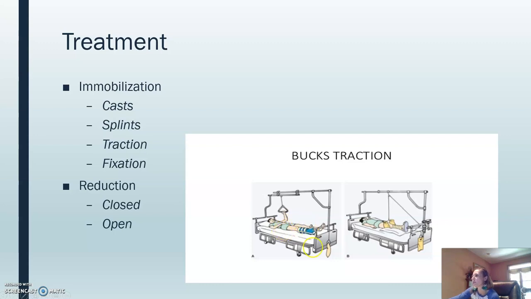So important things with this is we have to make sure that this weight never ever ever touches the floor, because if the weight is on the floor then it's not pulling the leg and then the bone can become displaced again. So that's very painful for the person. So always make sure that this is free hanging.